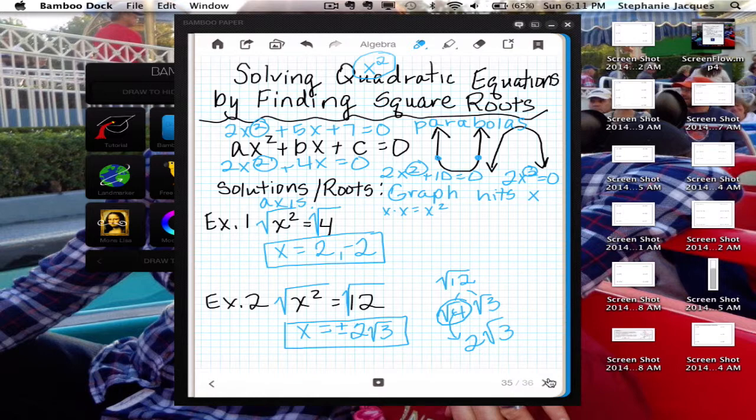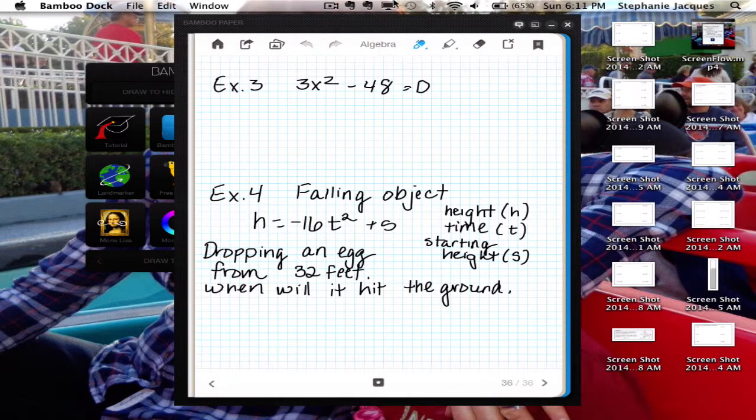Okay, let's look at the next one. This one looks a little bit different. Your goal here, you remember, is to get everything on the other side and solve for x. So I'm just going to add 48 to both sides. So I get 3x squared equals 48. Now, just pretend this is an x right now. So I'm going to divide by 3, not even worry that it's an x squared. And I get x squared equals 16. Now I have that basic equation, so I do square root, square root. So I get x equals 4 and negative 4. If we were to graph that quadratic equation, we would see that parabola hitting at 4 and negative 4.